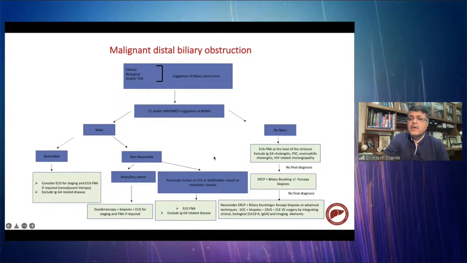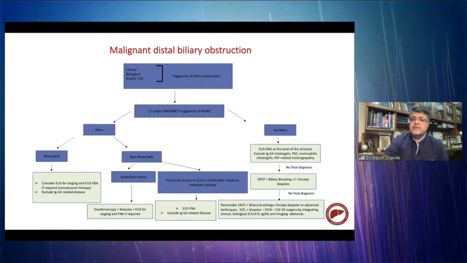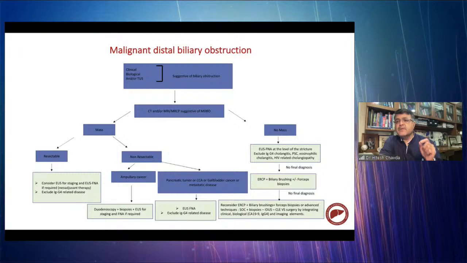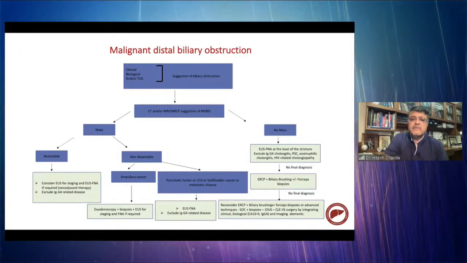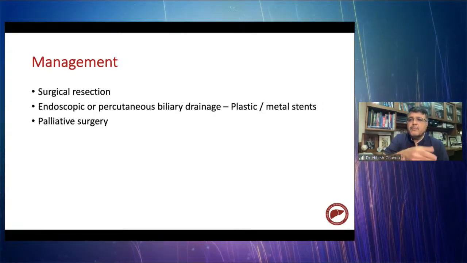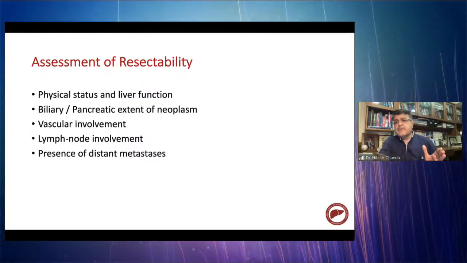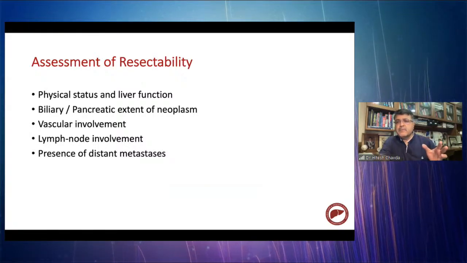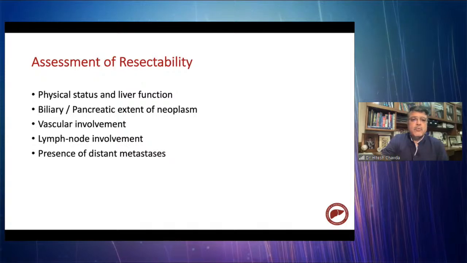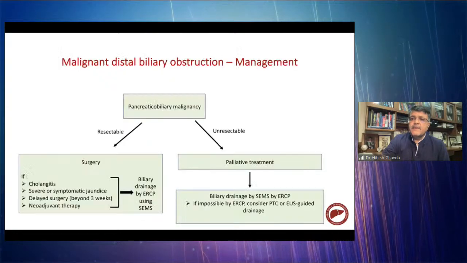So we must exclude stricture in the lower bile duct when there is no mass, like IgG4 cholangitis or primary sclerosing cholangitis or other reasons for cholangitis. That must be excluded before we subject the patient to surgery. So management includes surgical resection, that's the mainstay, and endoscopic or percutaneous treatment and palliative surgery. The assessment of resectability depends on the performance status of the person, because it's going to be a major resection, liver function test, the extent of the tumor, the vascular involvement, nodal disease or distant metastasis. So all this has to be assessed prior to surgery.